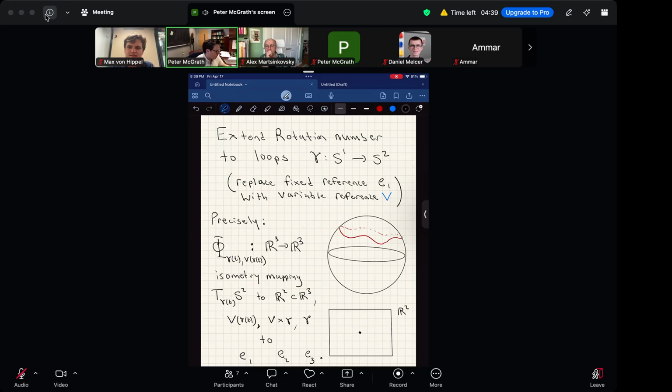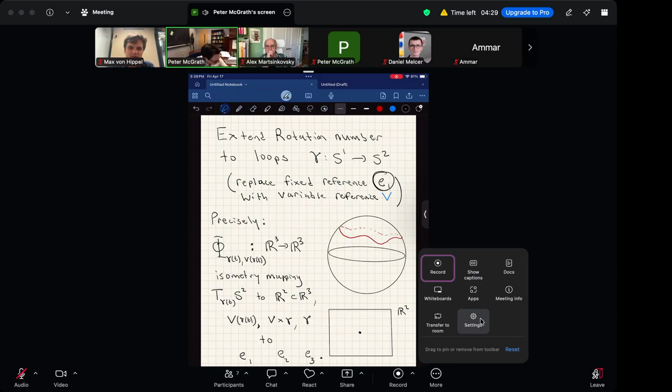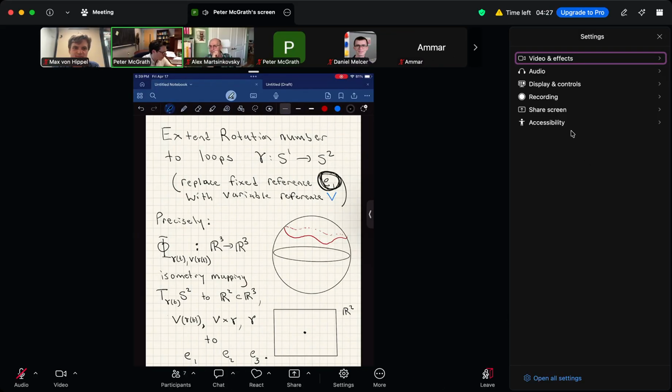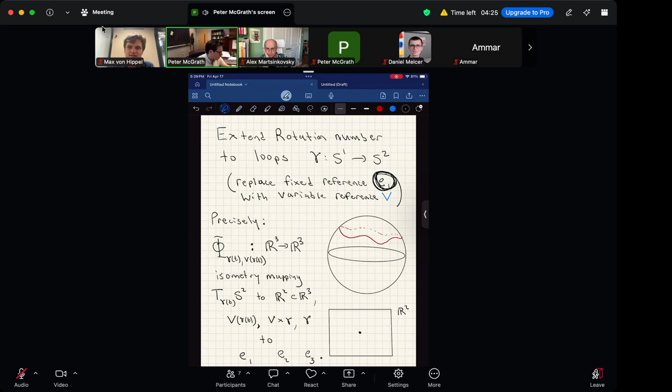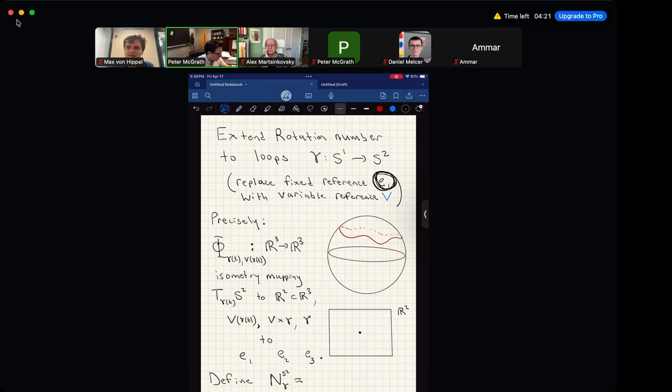So what I want to do now is instead of talking about rotation number for a curve, a loop in R2, where my fixed reference direction was E1, I now want to do this for loops on the sphere, where I'm going to have a variable reference direction. That's going to be this vector field V, this unit vector field V everywhere. So I'm going to try to think of V as like the E1 axis. So how do I mean to do this? Draw the picture first, and then I go to the notation to the left.